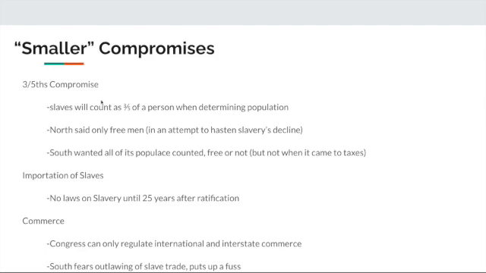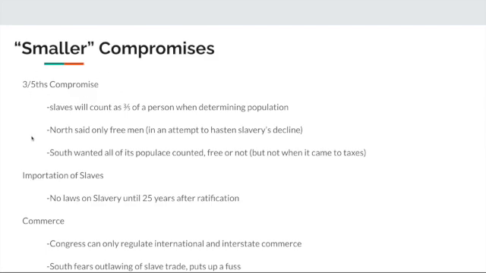Now, the North says only free men should get to vote and only be counted as people that get to vote, right? Because that will accelerate the decline of slavery. And the South wanted everything done so they could have their cake and eat it too. They're going to end up with the 3/5 compromise.